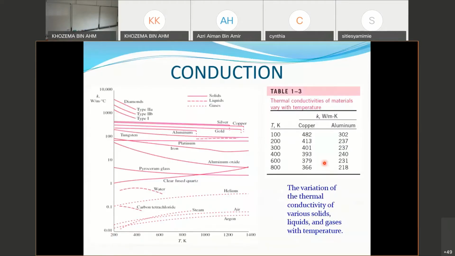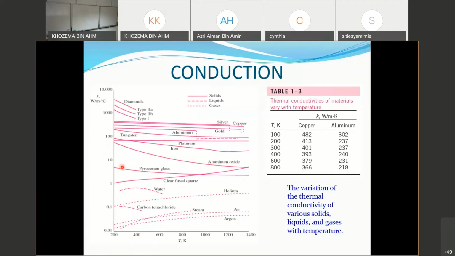The second thing you need to know about K is that the first thing just now was that it depends on the material. So different materials will have different values of K. The second thing that you need to understand is that K is also dependent on temperature. So the graph here shows how different materials interact with temperature. You can see here on your y-axis is the value of K, and on the x-axis is the value of temperature. So some materials are very sensitive to the change in temperature.